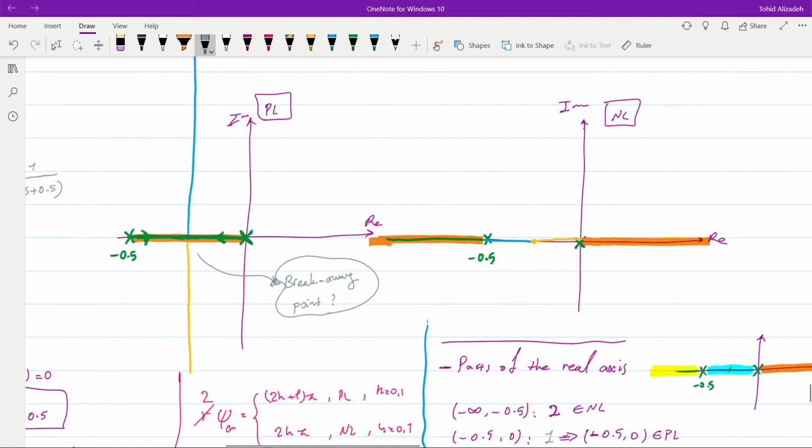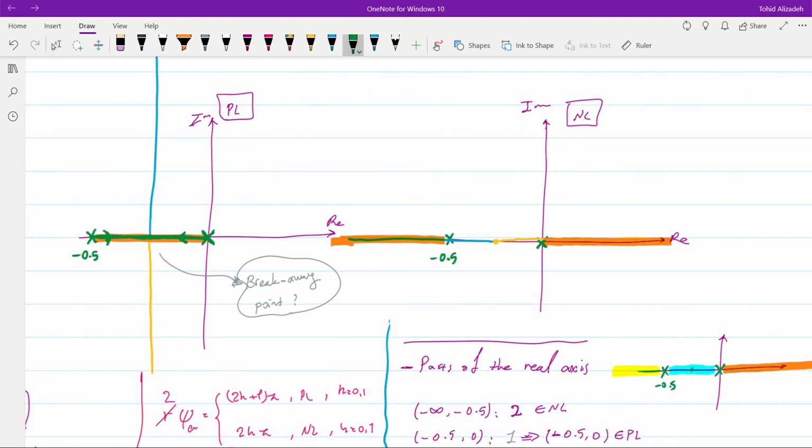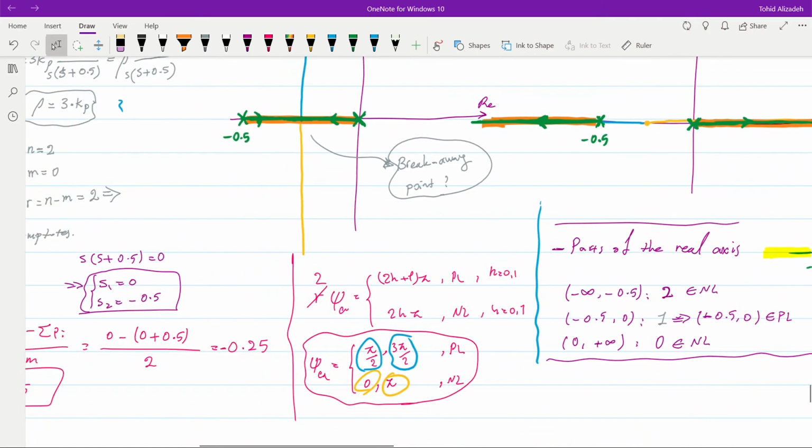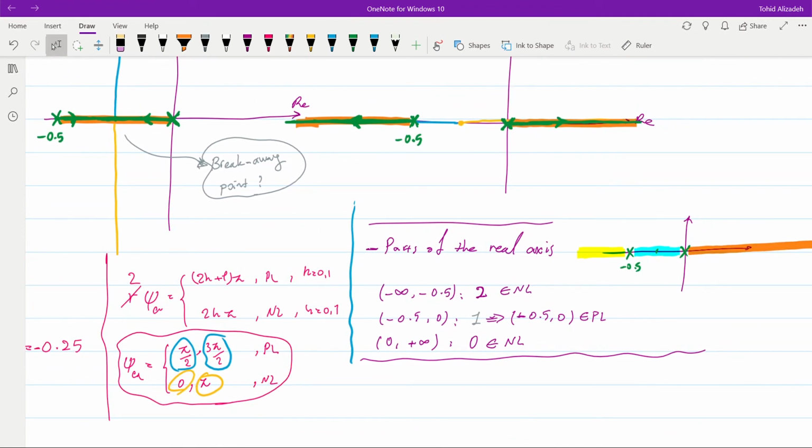On the other hand, for the negative locus, if we check the branches, one will start from the pole at the origin. It will move on the real axis towards plus infinity using this asymptote that we already have drawn, and the other one will originate from the pole at minus 0.5 and move on the real axis towards minus infinity. So we can see that there is no breakaway or break-in point for the negative locus. Okay, now let's figure out where is our breakaway point.